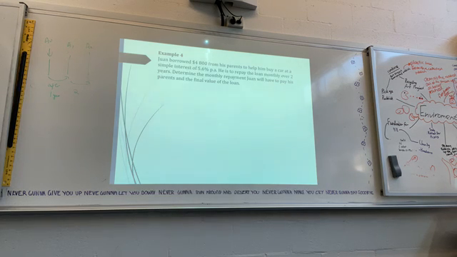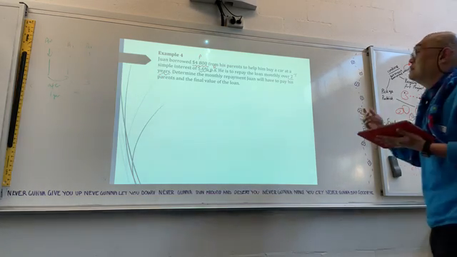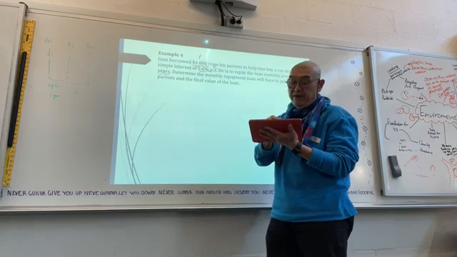Juan borrowed 4,800 from his parents. Alright, you know the principal is 4,800. And the simple interest rate is 5.6%. He is to repay the loan monthly over 2 years, which is T equals 2. Determine the monthly repayment Juan will have to pay his parents and the final value of the loan. Alright, first we need to find out the final value.